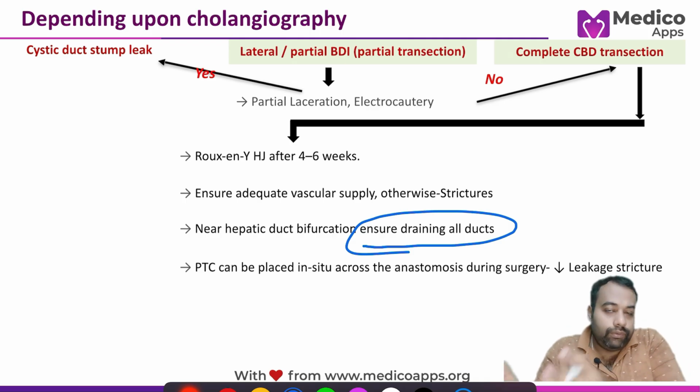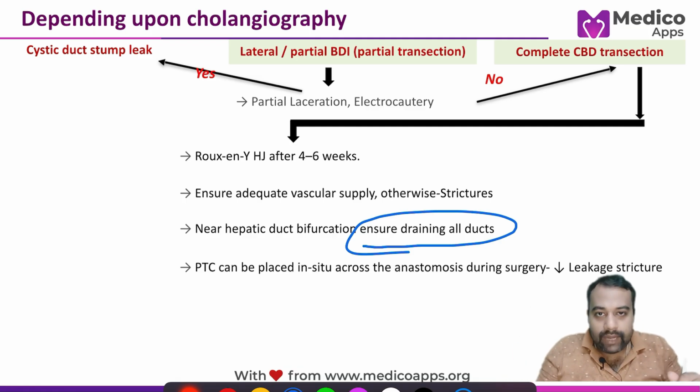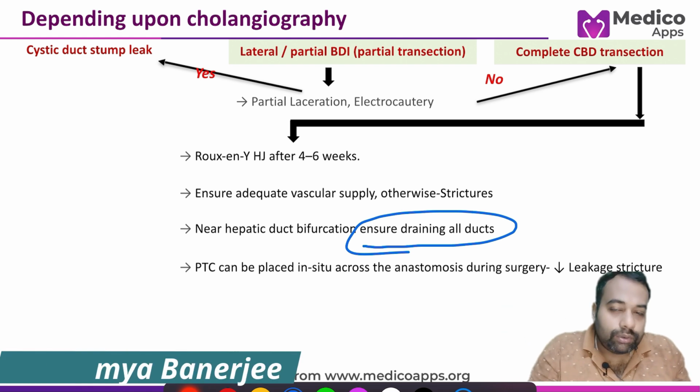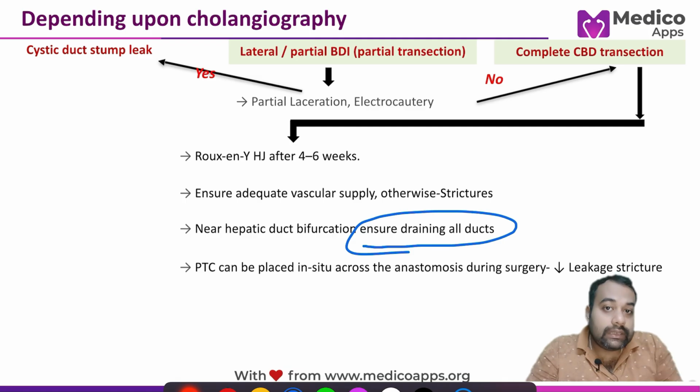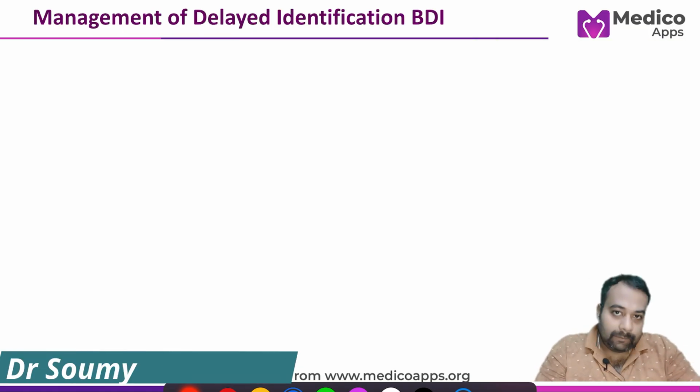Sometimes a few surgeons prefer percutaneous PTC placement. With this PTC placed in situ, they repair and make the anastomosis over this PTC. That will eventually decrease the leakage chance or the stricture chance as well. So this is another adaptation which can be done. Okay.